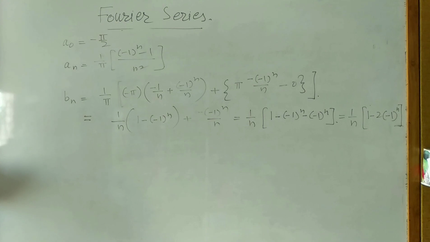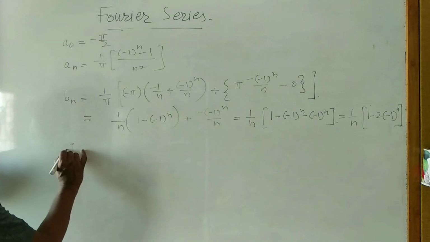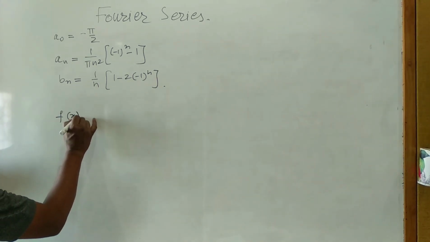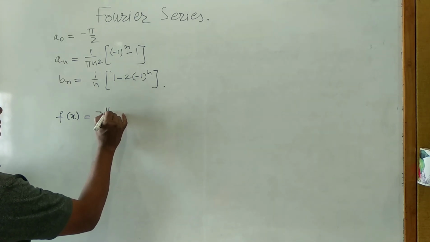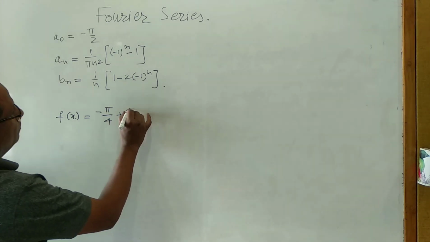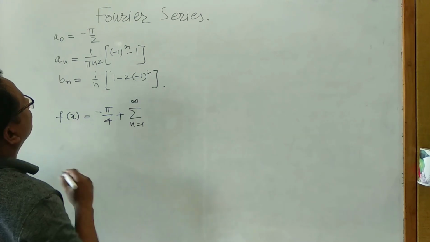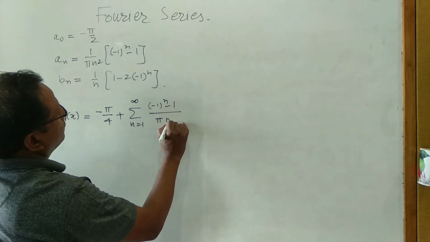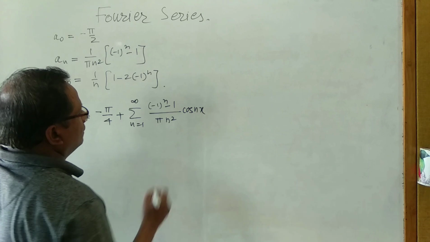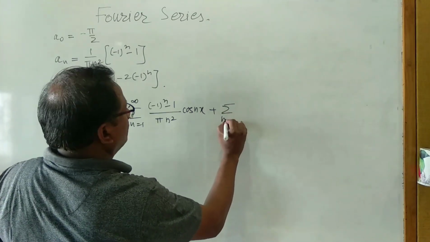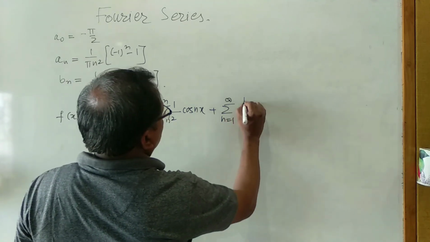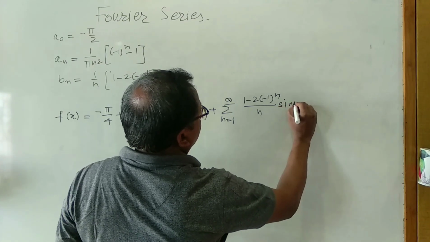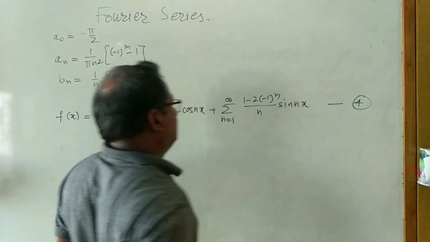So with these values of a0, an and bn, we are now able to write the Fourier series for the given function f of x. The Fourier series of f of x is given by a0 by 2, which is minus pi by 4, plus summation n varies from 1 to infinity, an is minus 1 raised to n minus 1 upon pi n square, into cos nx, plus summation n varies from 1 to infinity, bn, where bn is 1 minus 2 times minus 1 raised to n upon n, into sin nx. So this is the required Fourier series.